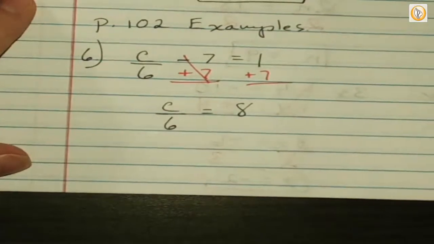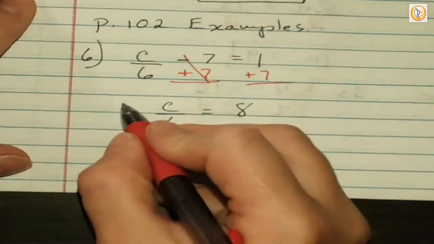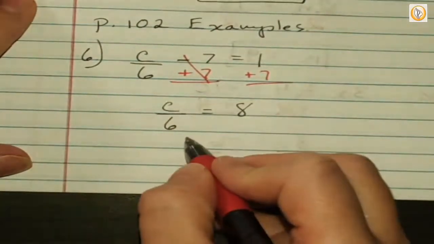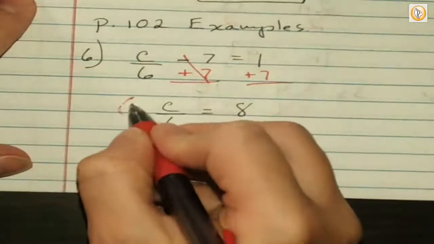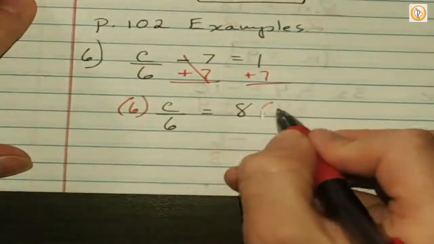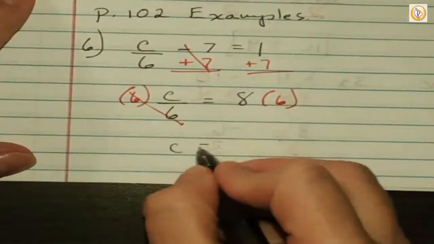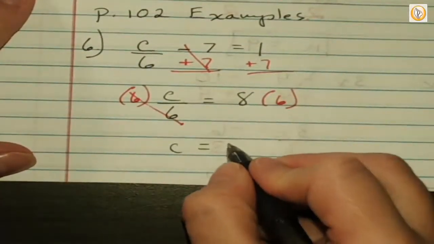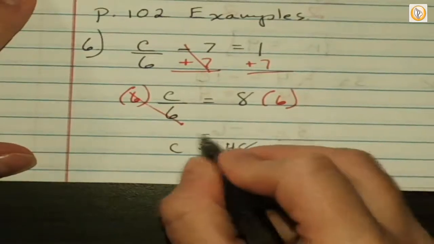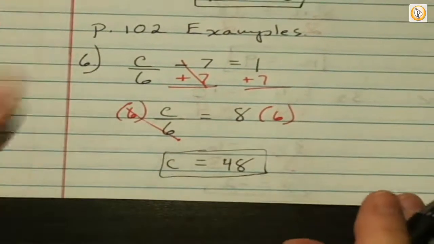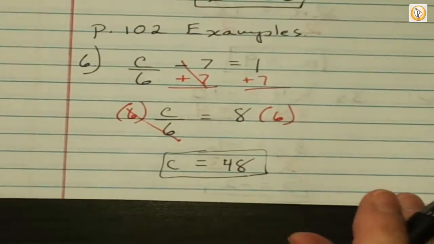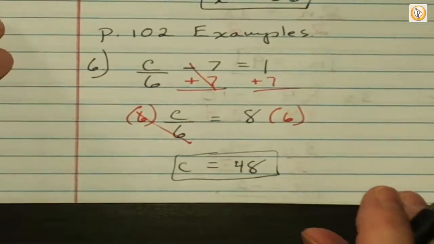All right. Now what do I do? Multiply 6 times C, but that doesn't work out, so. Well, why are we multiplying? Because this is the opposite of dividing. So we're multiplying on both sides, and those cross out. So C equals 48. Any questions? No questions?